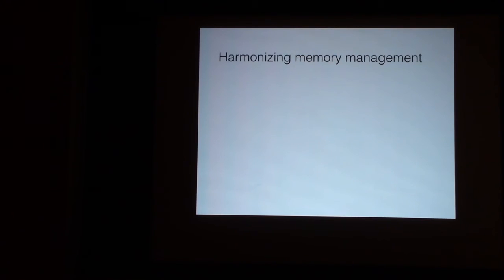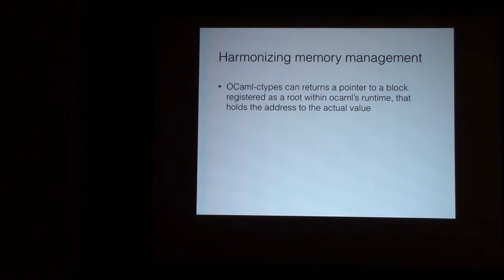A solution to that is actually already in OCaml C types, with a few modules that help you with that. OCaml C types allow you to return a pointer to a block registered as a root inside OCaml's runtime, and that holds the address to the value. But that's an address that won't move. So you can give it to the C side, and the actual OCaml value is hidden inside this block. That fixes the problem we talked about earlier: if the value is moved during a GC compaction phase, the address itself is still valid, since you can just give back the address of the block you allocated earlier, and the C side won't even notice that the value moved.